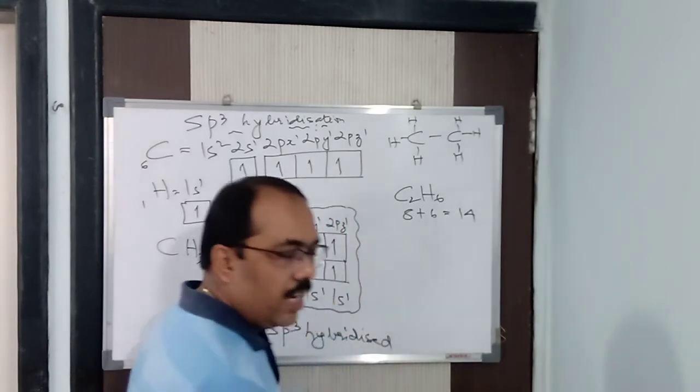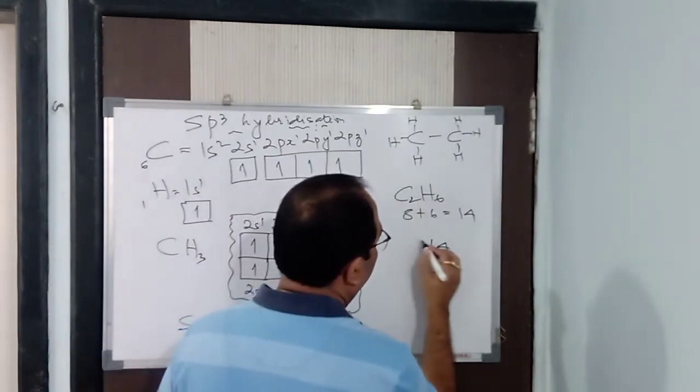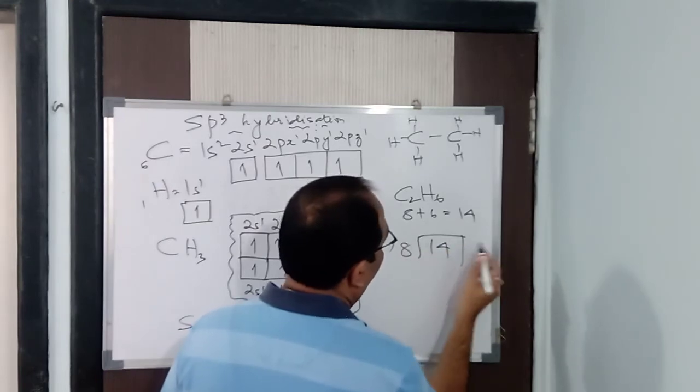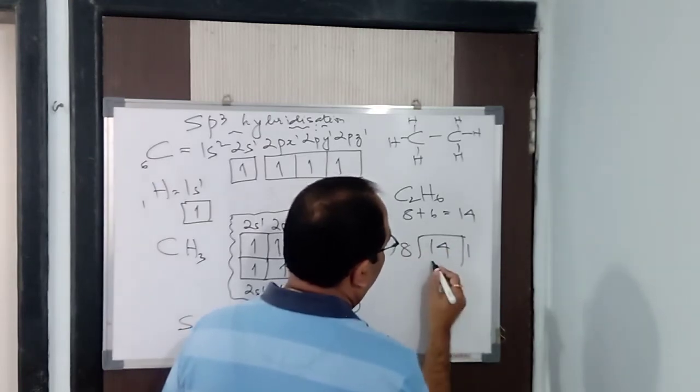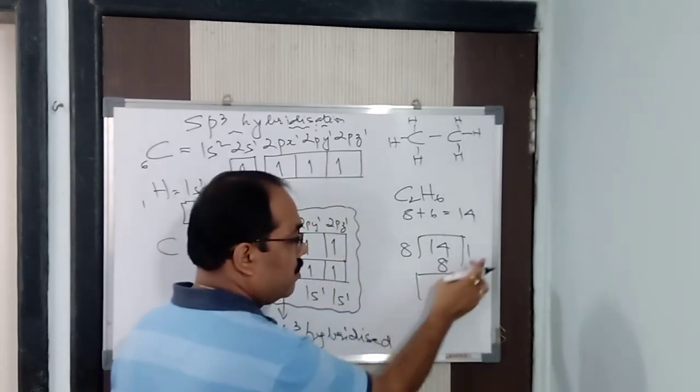So 2 fours are 8 valence electrons, I am saying. And here 6 hydrogens, that makes 14. 14 divided by 8: 8 ones are 8, got it? So the remainder is nothing but 6. I got the remainder as 6. This is Q1. This is the remainder.